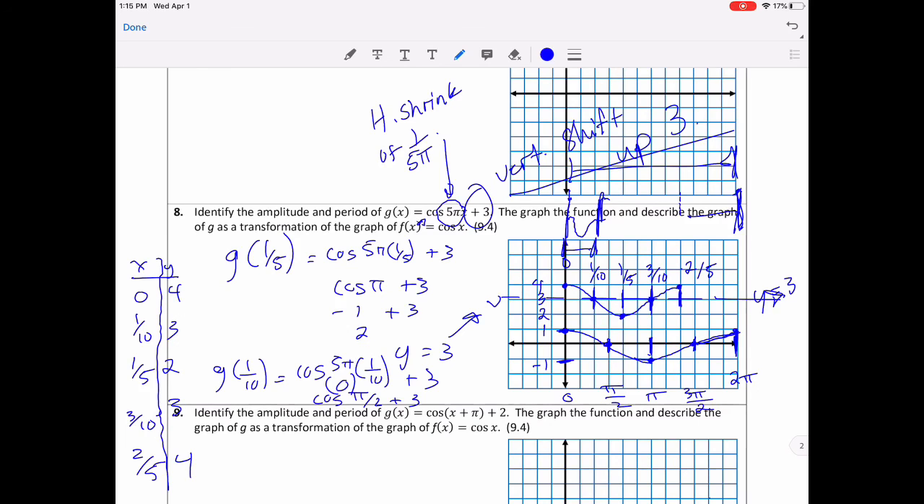Okay, so remember, this would be even more shrunk than it is here. Graphically, I just did it to be able to see it. Okay, let's look at the last one.